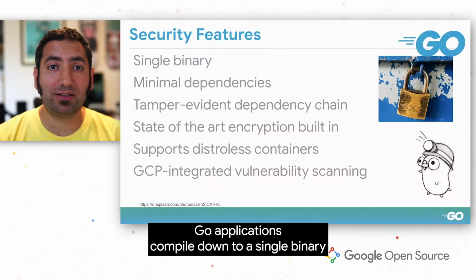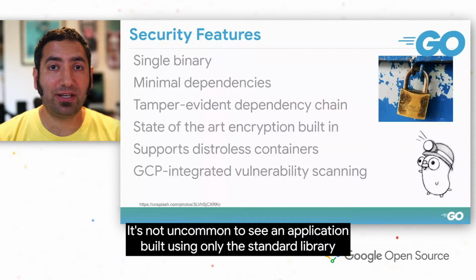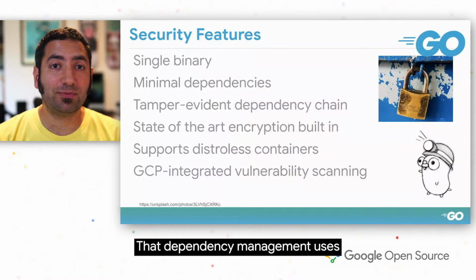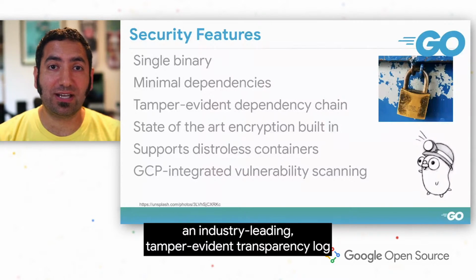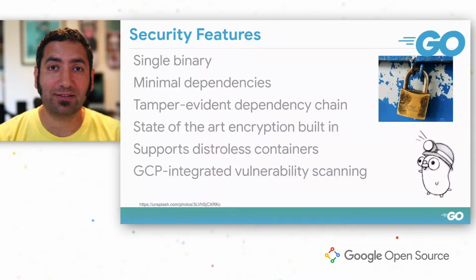Go applications compile down to a single binary without any local dependencies. It's not uncommon to see an application built using only the standard library or only a couple well-vetted dependencies. Go's dependency management uses an industry-leading tamper-evident transparency log with built-in tooling that ensures your dependencies are exactly what you expect.